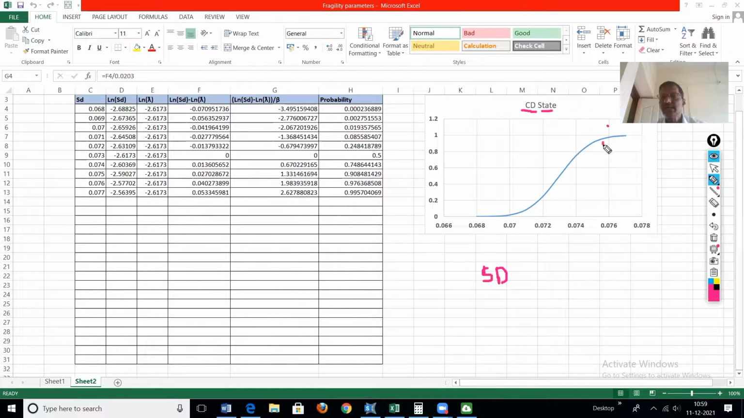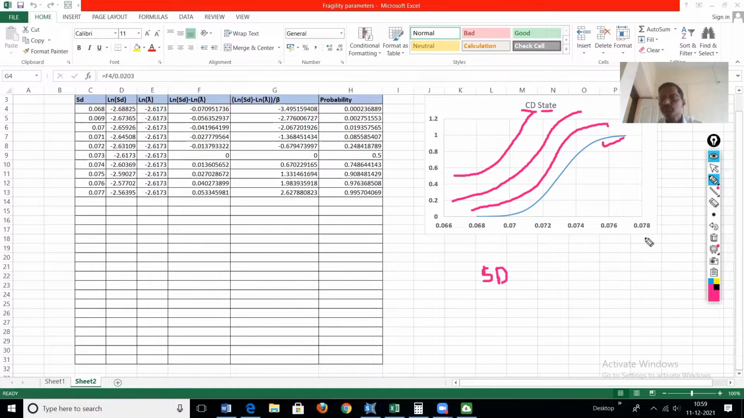This is for the slight damage curve. Then for the extensive damage curve, the curve will be like this. Then for the moderate damage state, the curve will be like this. And next, for the slight damage state, the curve will be like this. So if there are 4 damage states in your study, then there will be 4 curves. Okay, so this is about the damage states.